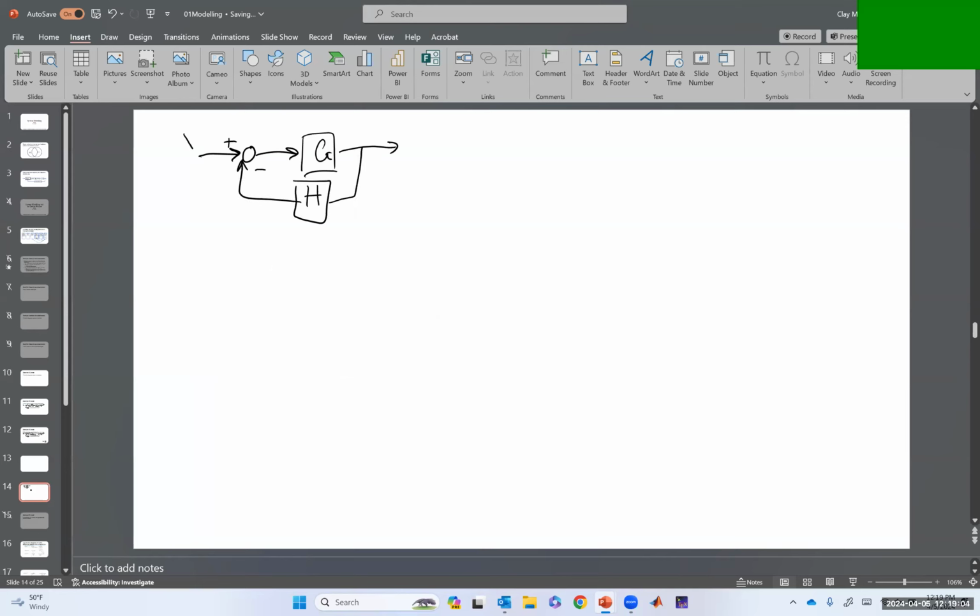I'll call this X, I'll call this Y, and I'll call this E. So if you want, you could title this in your slide, simplifying or reducing a feedback loop.